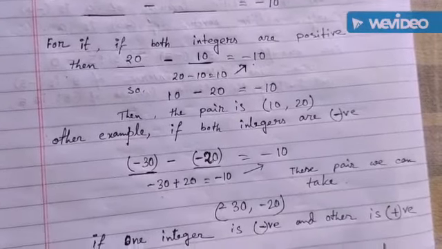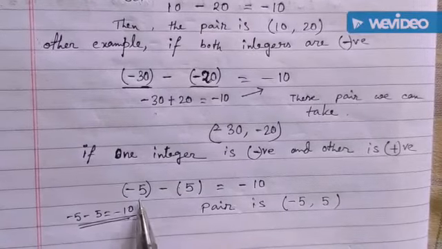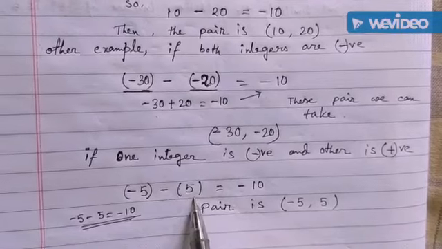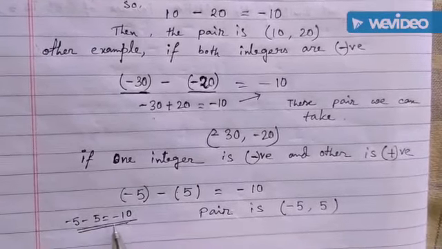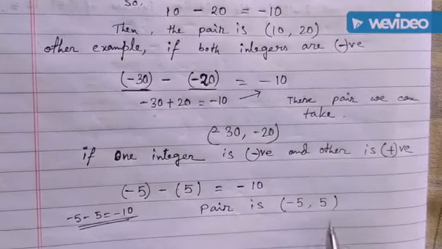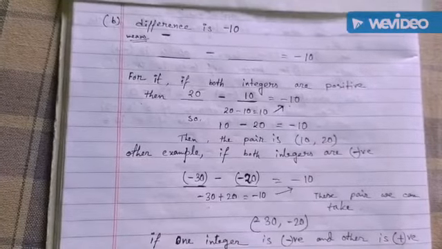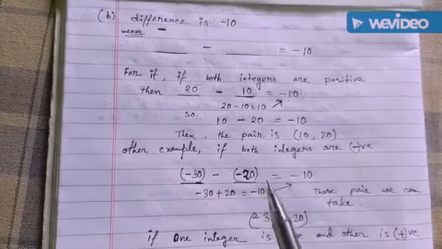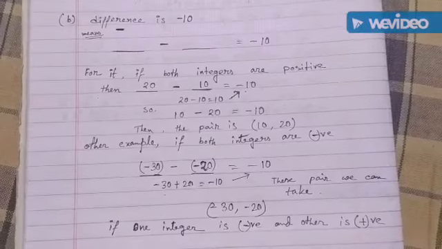If one integer is negative and another one is positive, then what will be? One integer negative, I have taken -5, another one is positive, that is 5. So if the bracket is removed, then what will we get? -5, -5. That means -10. Here the pair is -5 and 5. So here I discussed all the types. Whatever your choice, you can take.